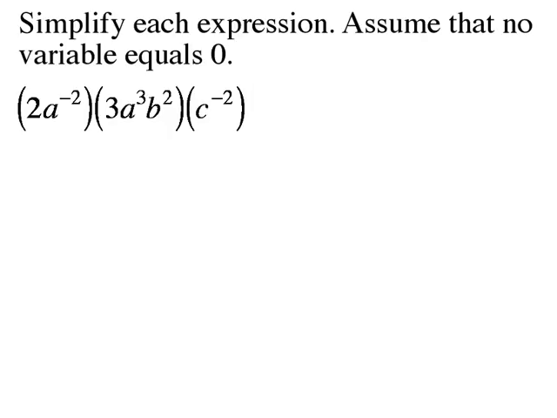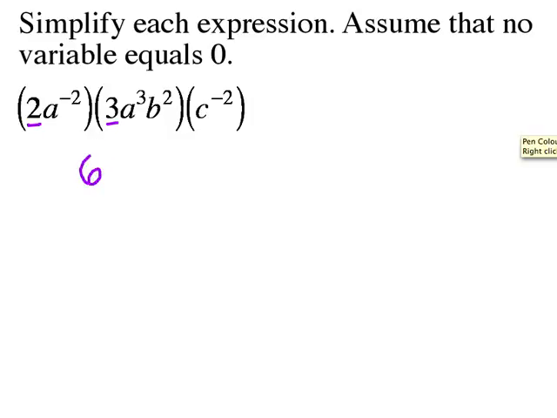So let's go ahead and start with an example. It says simplify each expression, assume that no variable equals 0. This is our problem, and we're going to go through a step-by-step process that really works. The first thing you're going to focus on, at least in this problem, is the coefficients. I'm looking specifically at the numbers. I have 2 and I have 3, so I'm going to multiply those together and I get 6.